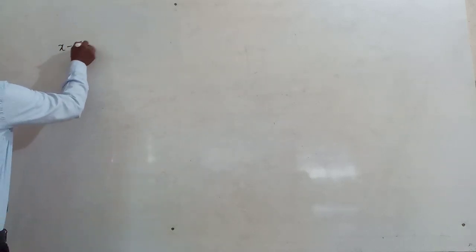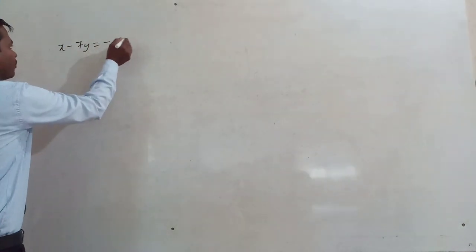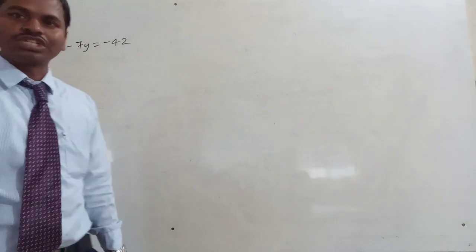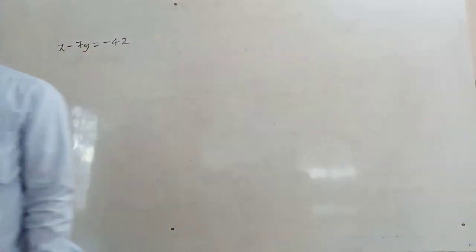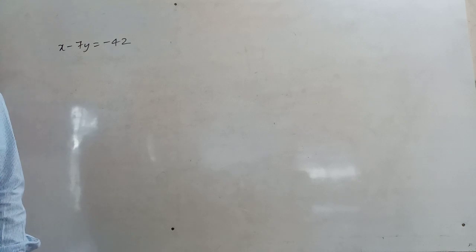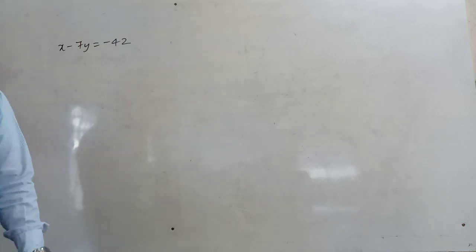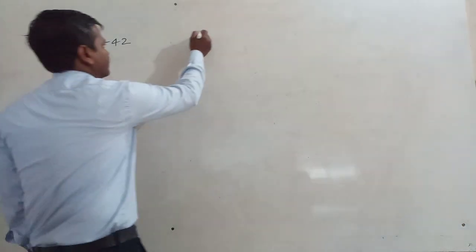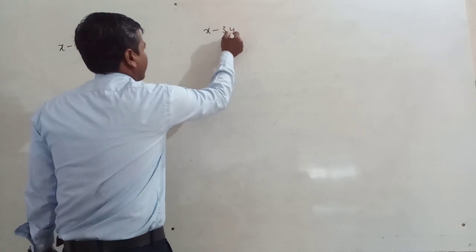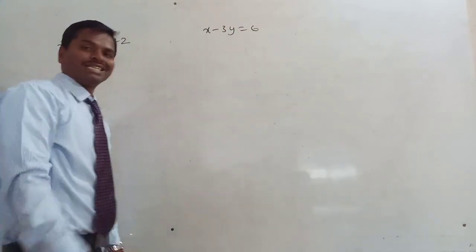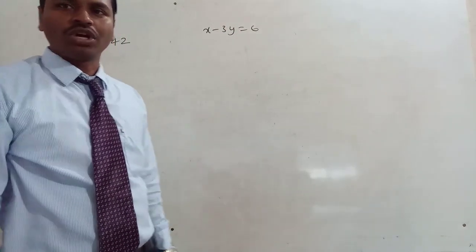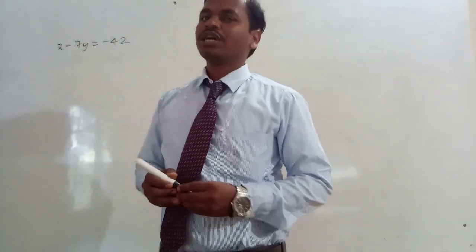What is the first equation? x minus 7y equals minus 42. That was the first equation. The second equation was x minus 3y equals 6. These are the two equations we got in the previous class.